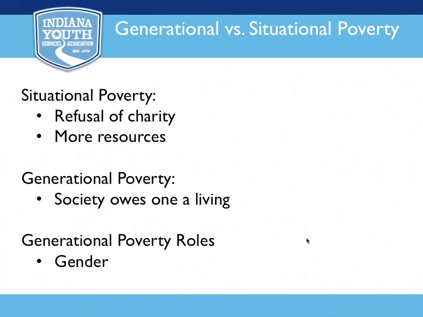Now, poverty can be different. It can be situational or it can be generational. Situational poverty is usually a person who has suddenly experienced a loss of resources. Maybe they've lost their job. Maybe they have increased costs because of medical issues that have placed them in a financial situation where they don't have the ability to maintain housing or pay bills or those types of things.